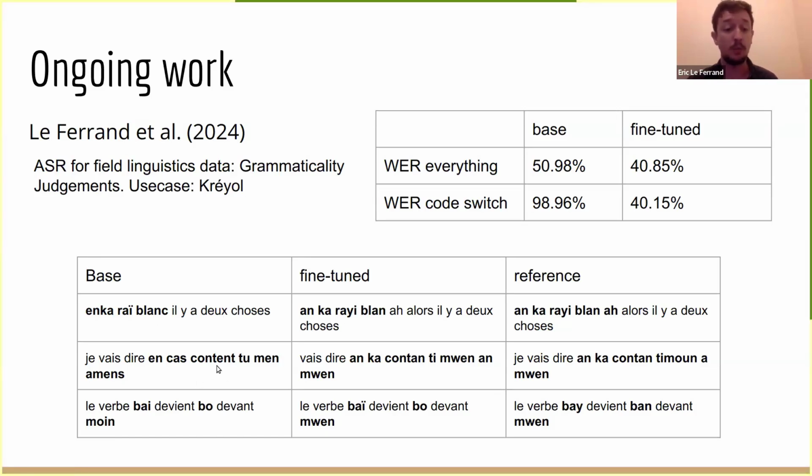This example as well, the model is just going to match the pronunciation of existing French words. Same thing here. "Le verbe bail devient beau devant moi." "Le verbe bail devient beau devant moi," with the reference being "le verbe bail devient bon devant moi." So it works. It gets the pronunciation, and it sometimes messes up the orthography based on its isolation on French, but roughly it's working.